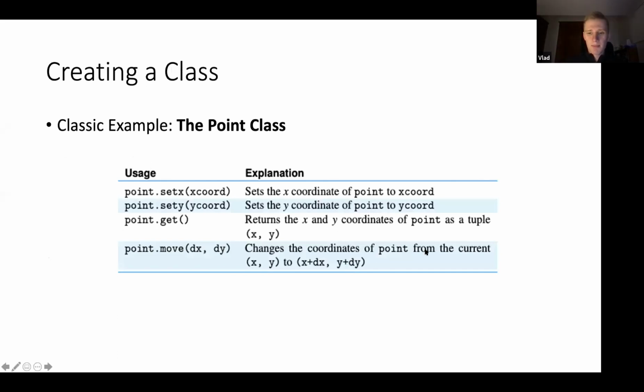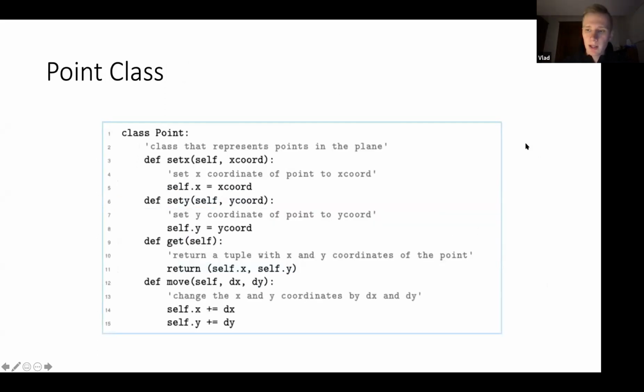So the basics of creating a class. We have the classic example here, the point class. I'm sure you went over this in class. The point class has set X, set Y, get the point, and then move the point. How you create this is you create the class. You have class Point, and then you define the function setX, and you use this self parameter here. This refers to the instance itself. So the object, when you call it, that's what self is.